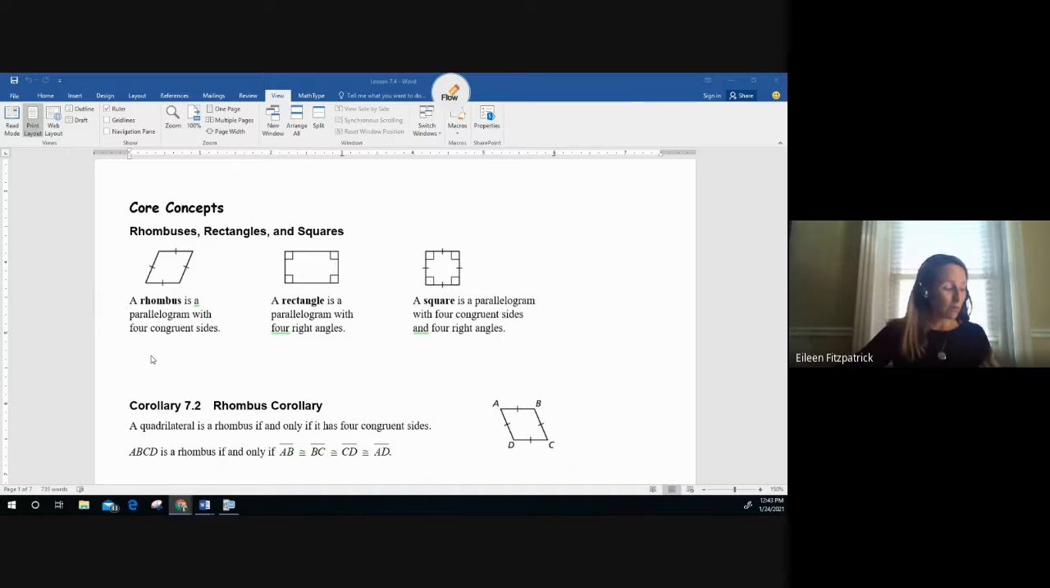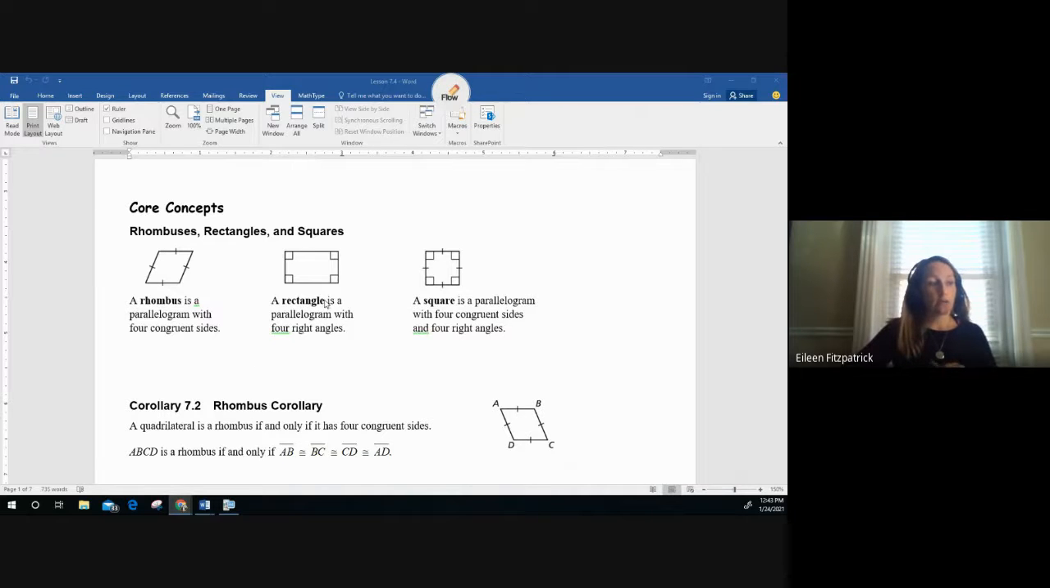So everything we know about a parallelogram is true about a rhombus. Okay? And then a rhombus has its own little properties. All right. And the definition of a rhombus tells us that it's a parallelogram with 4 congruent sides. Okay. So all 4 sides are congruent to each other.